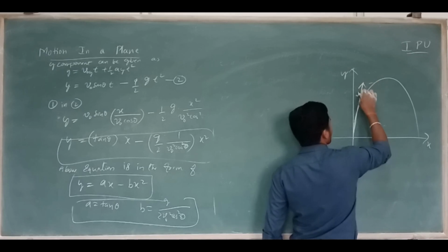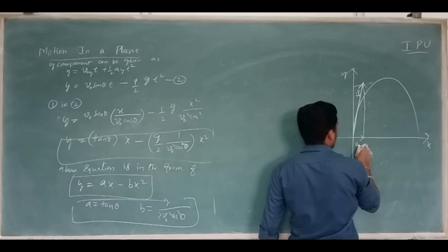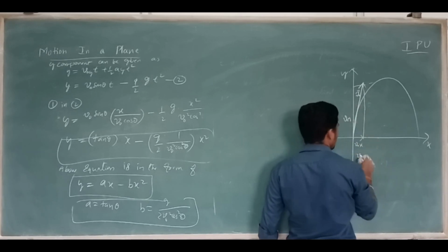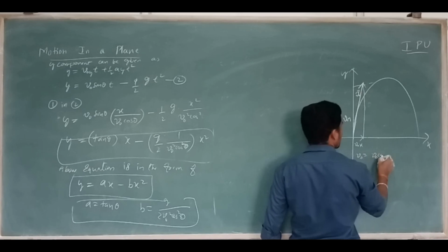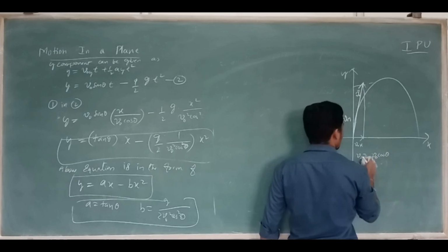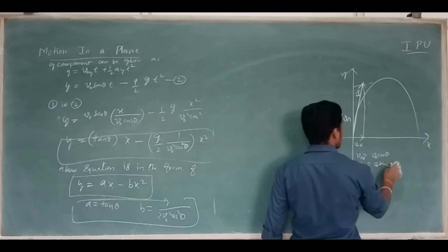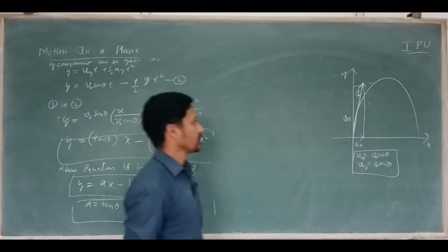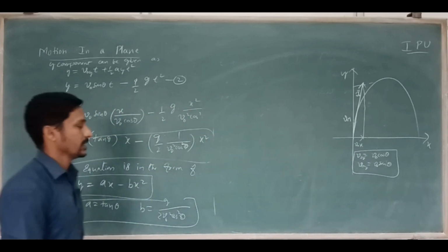This is v naught vector. This is v naught x. This is v naught y. So v naught x is equal to v naught cos theta, v naught y is equal to v naught sin theta, in this way. Like that it is.